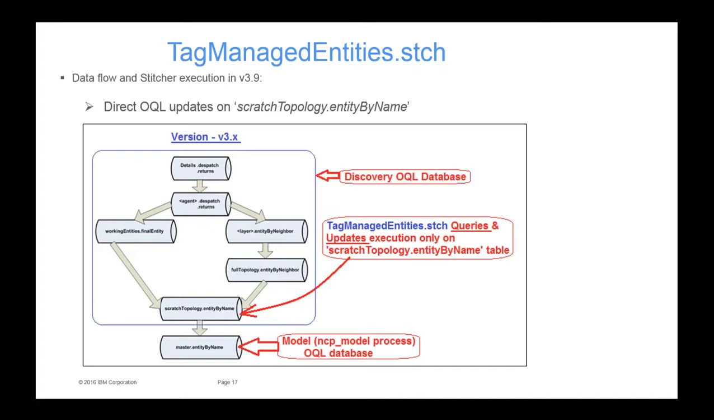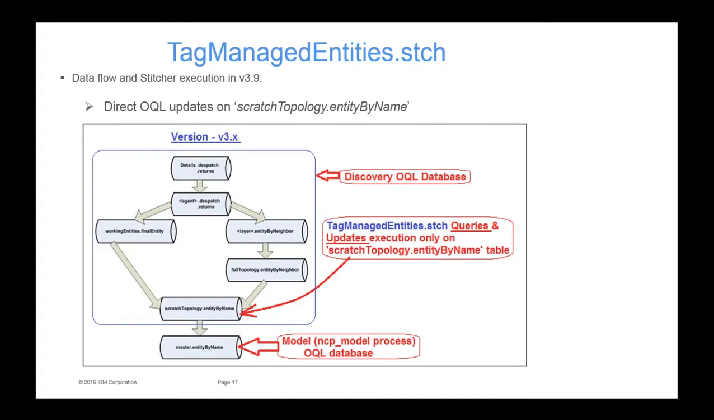And then the data gets passed to working entities. We also build the connectivity across those devices based on the agent data. So we build the layers, whether it is layer 2 or layer 3; we have multiple layers there. Combining that layers connectivity information and also the actual entities, we build the final topology that is called scratch topology.entity by name. And this is just one table that contains everything of your network.